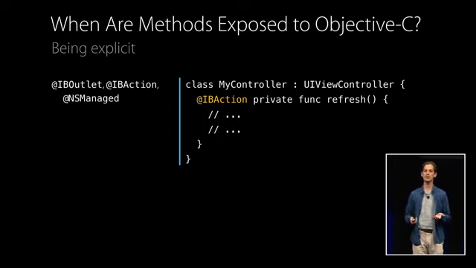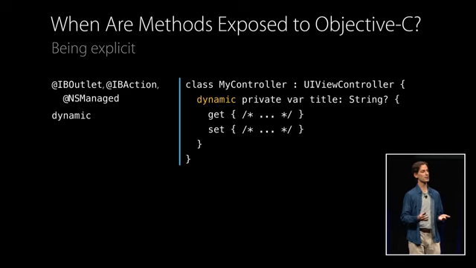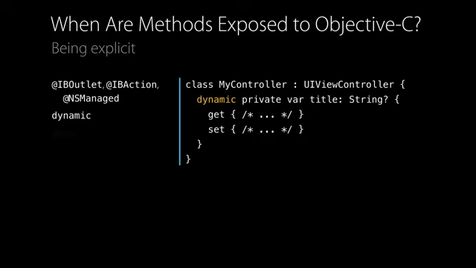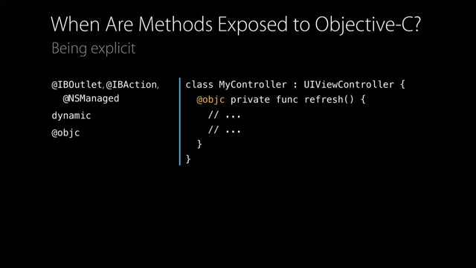Similarly, if you're looking to use a property with Foundation's key value observing system, or Cocoa bindings, all you need to do is add the dynamic modifier. This tells Swift that the implementation of this property might be replaced at runtime by the key value observing system. But if you really just want to expose a particular method or property to Objective-C, you can always just use the plain old @objc modifier, or @objc attribute, sorry. And this will expose a method or property to Objective-C without any additional semantics.